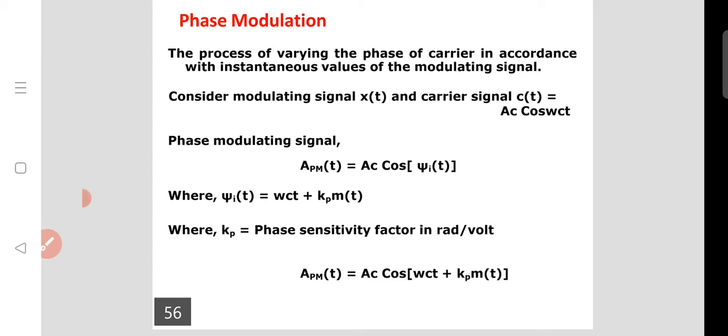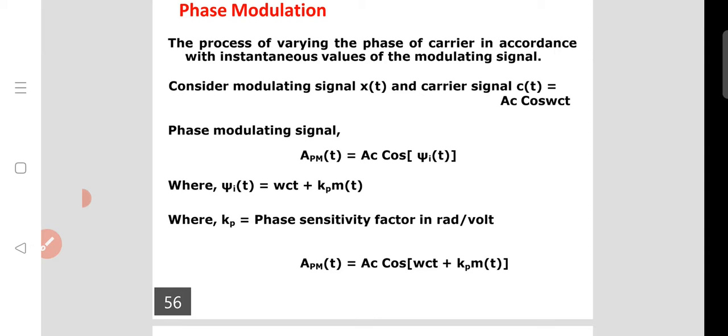This is phase modulation. In this, the phase of the carrier wave changes with respect to the instantaneous values of the modulating signal. In other terms, the phase deviation occurs due to the modulating voltage.